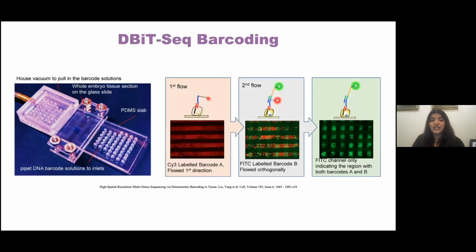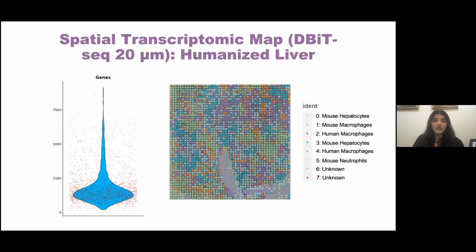So a little bit more about this barcoding process. We have glass slides that are in both a perpendicular and parallel direction, and we flow the barcodes from one direction to another. The way this works is we attach a vacuum to pull the barcode solutions, and they're able to directly attach to the RNAs at their specific location. So first we go in one direction, and then orthogonally we go in the other direction, and that's able to directly pinpoint the location of those RNAs.